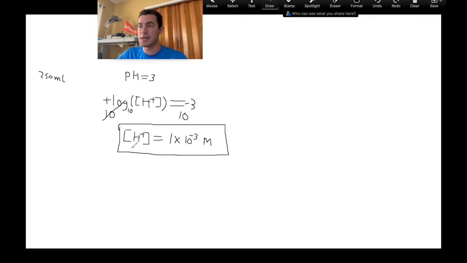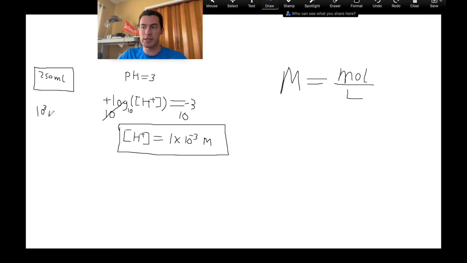However, the next part is asking for the number of moles present. Well, molarity, big M, is equal to moles over liters. And here we have a volume of 250 milliliters. So what we need to do is convert milliliters to liters. And as a conversion factor, there are 1,000, which is the same thing as 10 to the 3, 1,000 milliliters make up 1 liter.